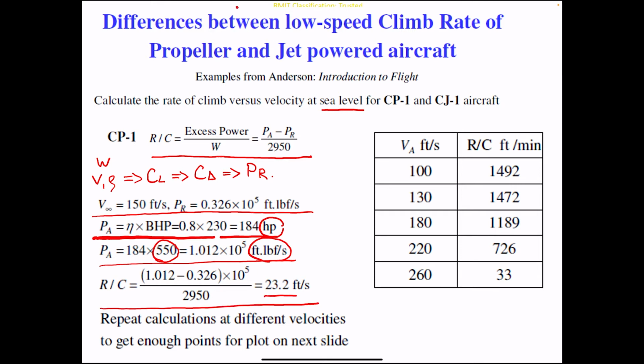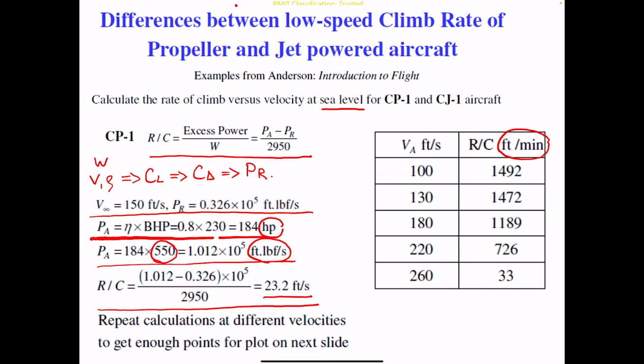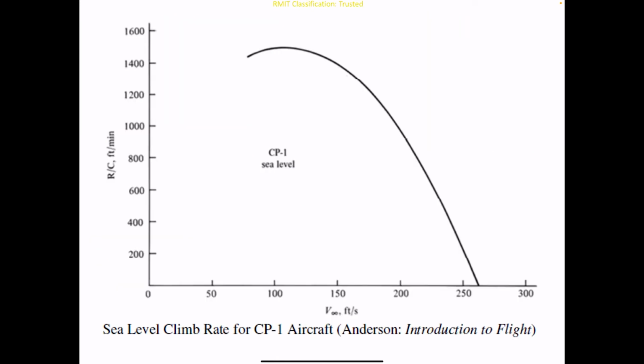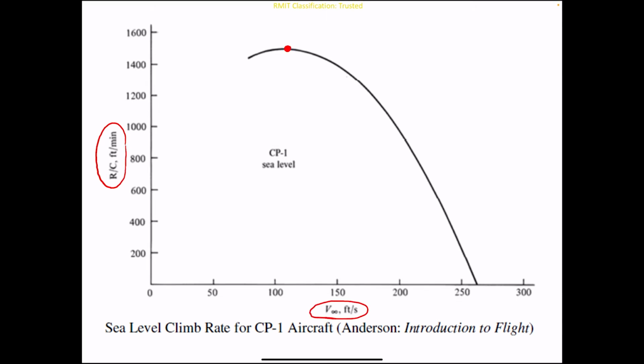And then we calculate rate of climb. It is in feet per second, and we need to convert it into feet per minute. This is due to aviation regulations. Then we repeat this calculation for other velocities of interest, and then we plot it. So here is plot rate of climb versus true velocity. And here is maximum rate of climb, with associated velocity. I'm just sketching it like this.